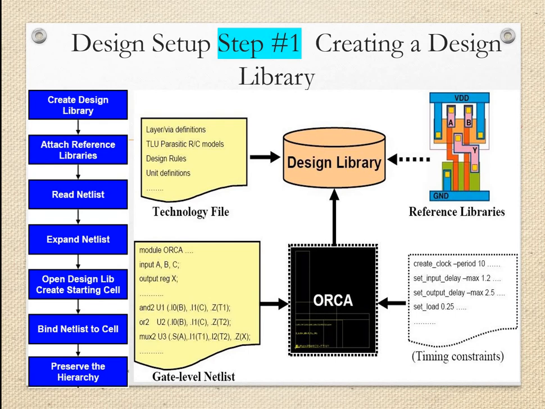First we'll go for step number 1, that is creating a design library. On the left hand side we can see a flow chart or design flow graph which indicates the seven steps in the design setup. The first step is creating a design library. For this design library creation, we require the inputs as technology file, gate level netlist, timing constraints, and then the different reference libraries, with the help of which the design library is created.